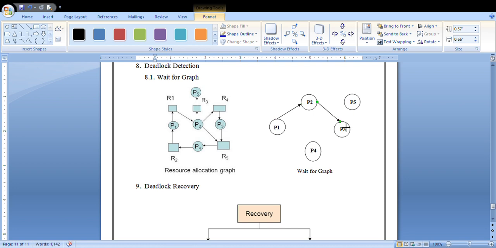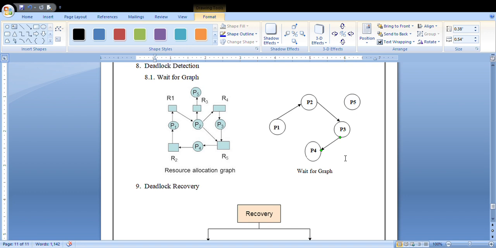Next, what is the next condition? P3 process is allocated with R4 resource, but P3 process is waiting for R5 resource, which is allocated for your P4 process. So your P3 process is waiting for P4 process to release the resources. This is how you have to write the wait for graph.